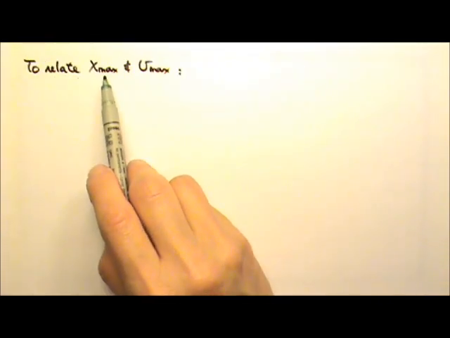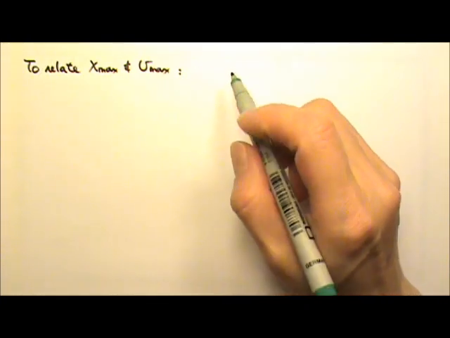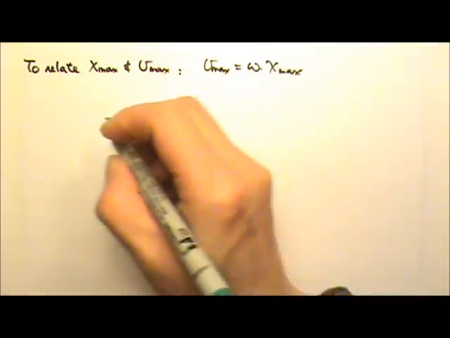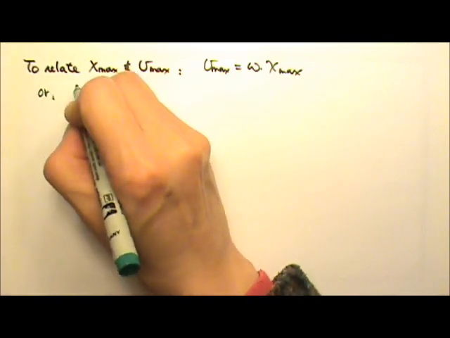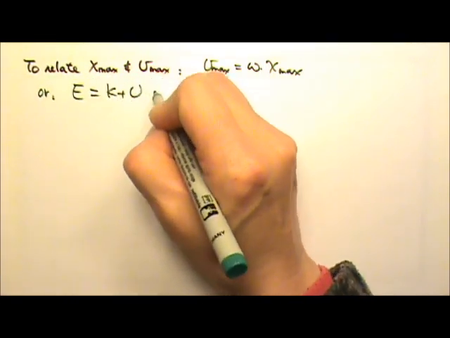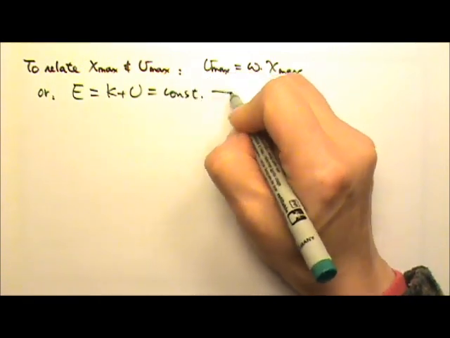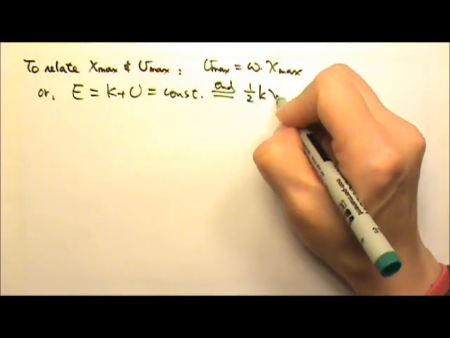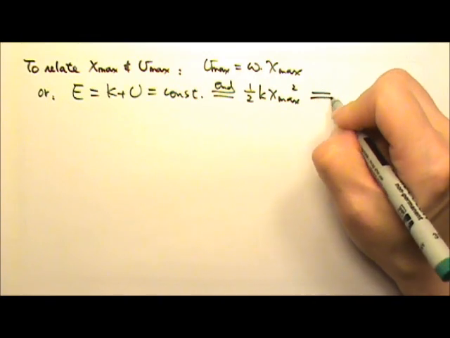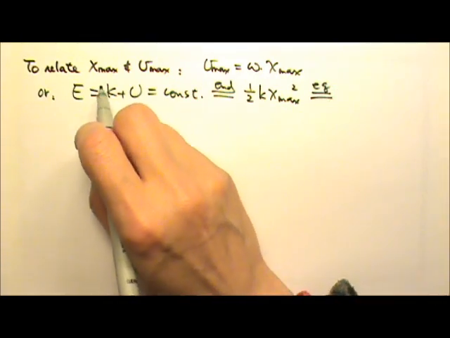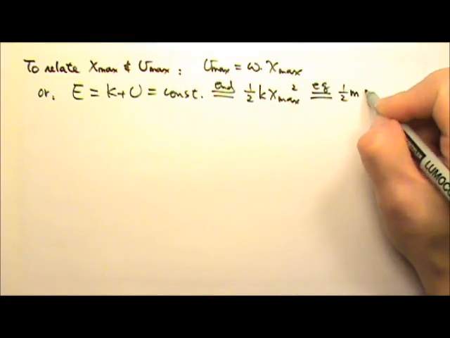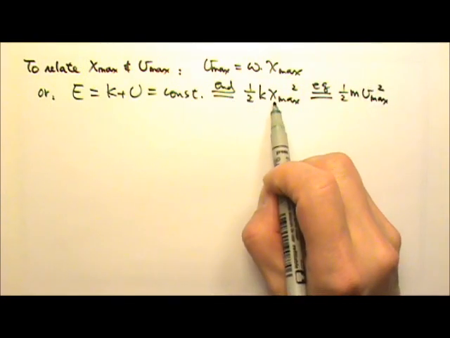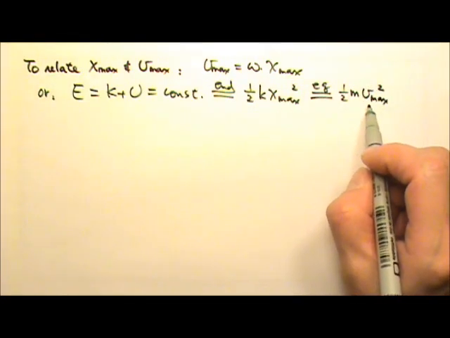If we have to relate the amplitude and the maximum speed, we can use the maximum speed equals omega times the amplitude. Or we can use the conservation of energy. The total mechanical energy, which is K plus U, should equal a constant. At the endpoint, all of the mechanical energy is in potential energy, which is 1/2 k amplitude squared. At the equilibrium, all of the energy will be in kinetic energy, which is 1/2 m maximum speed squared. So if we write conservation of energy, we can also relate the amplitude to the maximum speed.